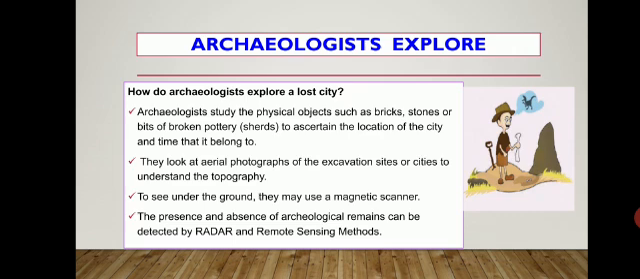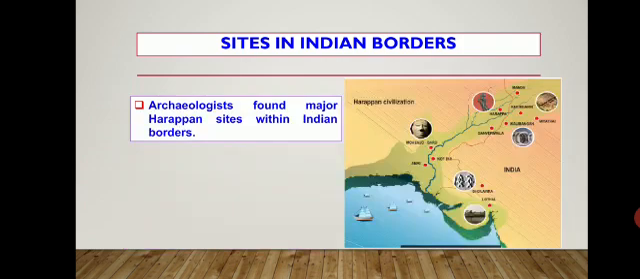And the third point is that to see under the ground, they may use a magnetic scanner. The presence and absence of archaeological remains can be detected by radar and remote sensing methods. Students, in page number 146, there is one picture. This picture explains that archaeologists found major Harappan sites within Indian borders. Dear students, there is one more tabular column in page number 147. Go through this map clearly and fill the tabular column.